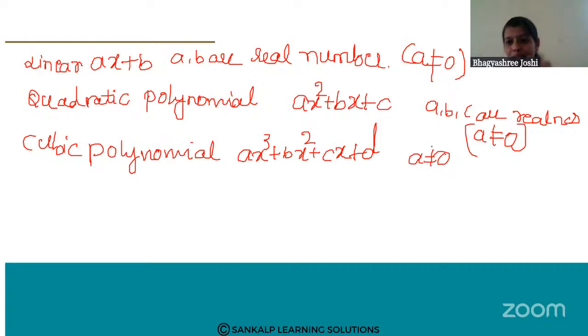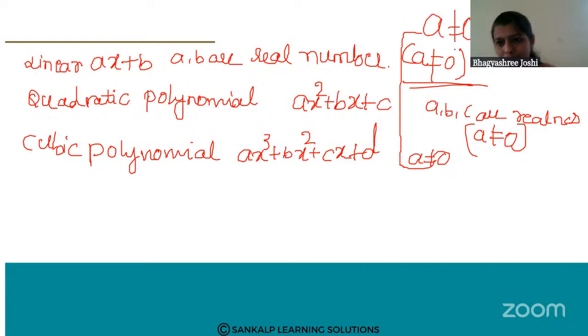Yesterday one student asked me the question: why is everyone writing a is not equal to 0 in the standard form? Why do we write a is not equal to 0 in this kind of standard form? What is the necessity of this condition? What is the use of this condition? What is the importance of this condition? Why do we write a is not equal to 0?